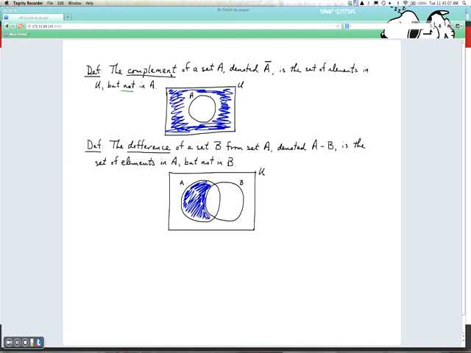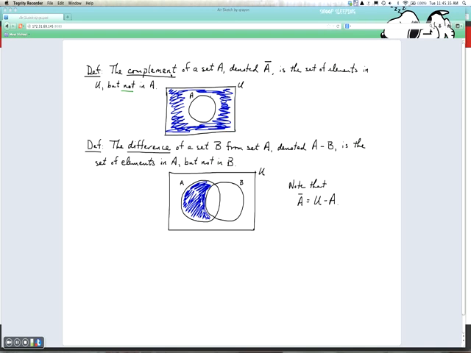In fact, if you'll notice, I'll write it off to the side. Note that A bar is really nothing more than the universal set minus A, right? It's just that A in that particular case happens to be a subset of the universal set. That's not always going to be the case.